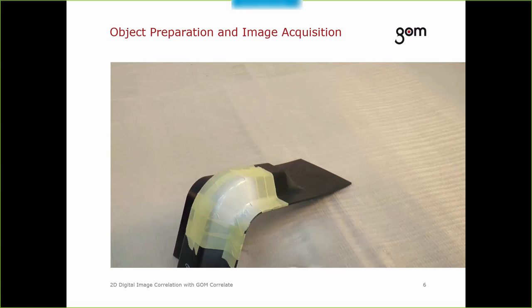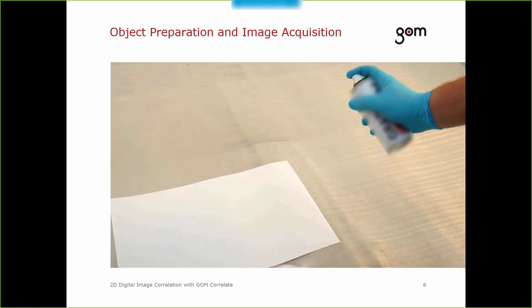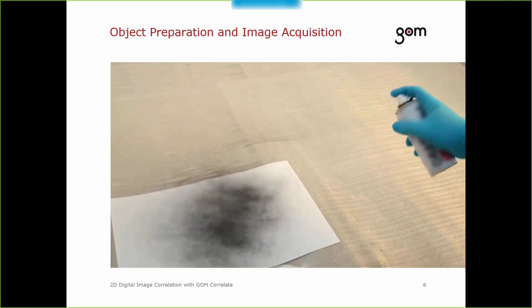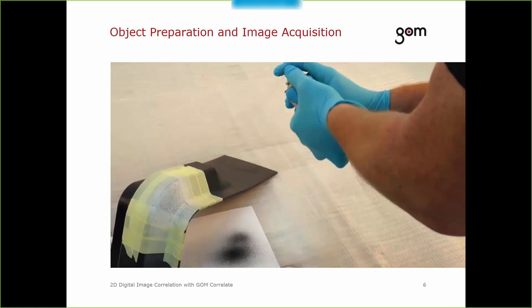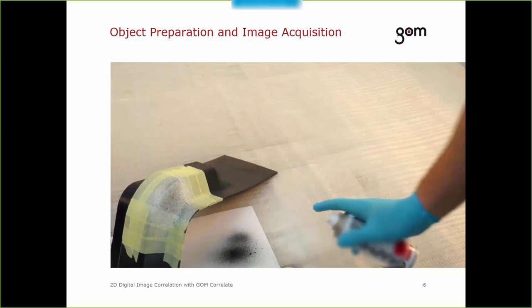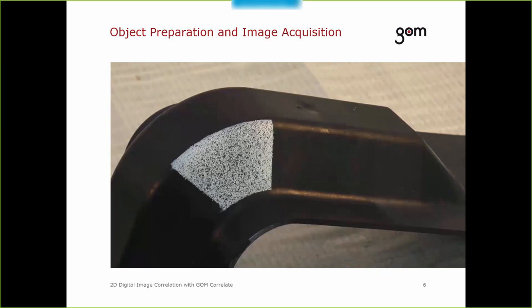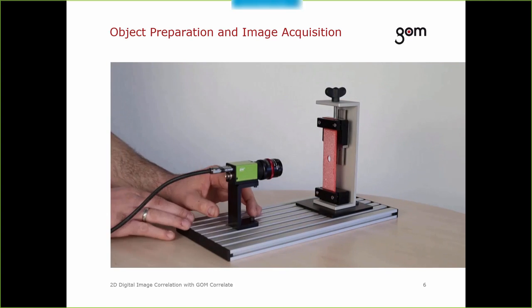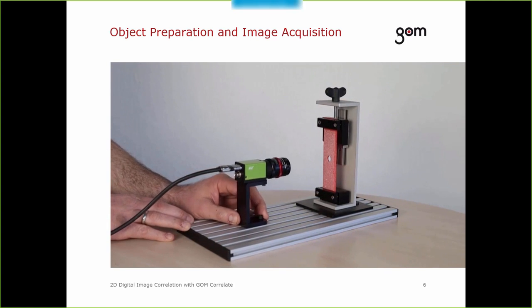In order to have a decent contrast on the specimen, priming is sometimes necessary. You can then apply the pattern with a spray can. At the beginning, you might want to practice on a little piece of paper. You can then spray the stochastic pattern on the object. Once you have the pattern applied, you can use a camera to record the 2D test. The workflow is quite simple.